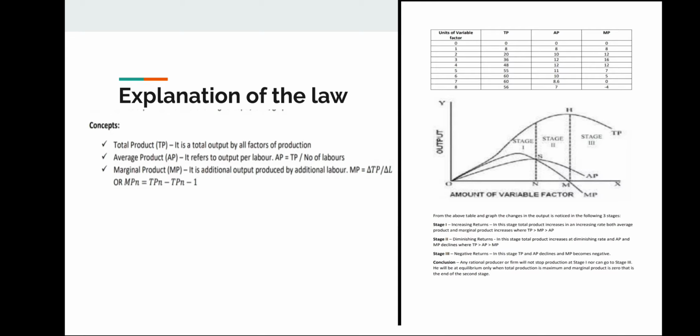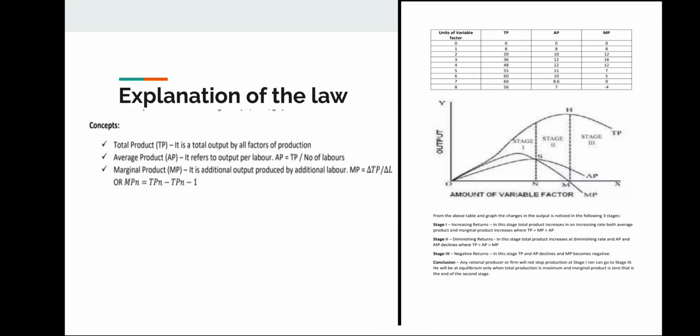So, if you study stage 1, that is called increasing returns, where total product increases at an increasing rate, and both average product and marginal product also increase in this stage. But marginal product reaches its maximum at the third unit of labor, while AP reaches its maximum at the fourth unit of labor, and here AP equals declining MP. At point E, both AP and MP curves intersect. So this stage is known as increasing returns, where in this stage TP is greater than MP, MP is greater than AP.